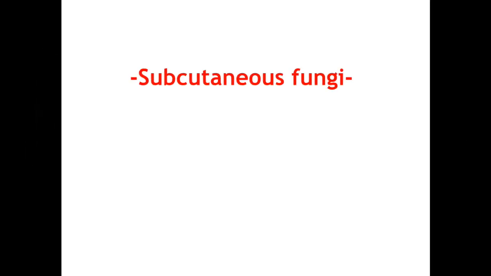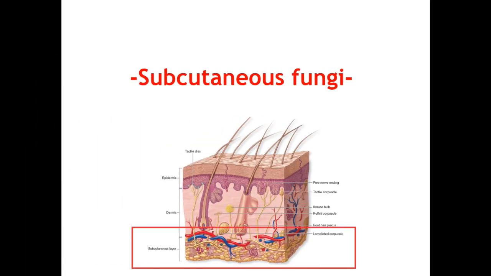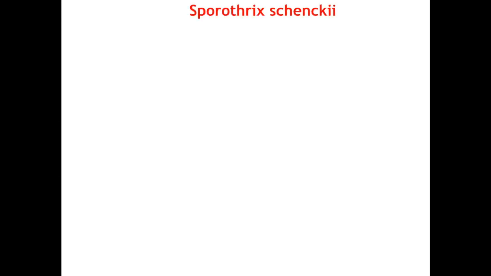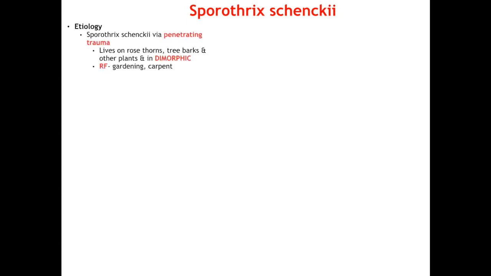And now onto our last two pathogens, which are our subcutaneous fungi. Starting off with Sporothrix schenckii, which is introduced to the body via penetrating trauma. Now, it lives on things like rose thorns and tree bark, and it is dimorphic. Now, the risk factors are events that would expose you to things like tree bark, like gardening, carpentry, splinters, thorns, things like that. There is evidence of zoonotic transmission with horses, sheep, cats, and rodents.